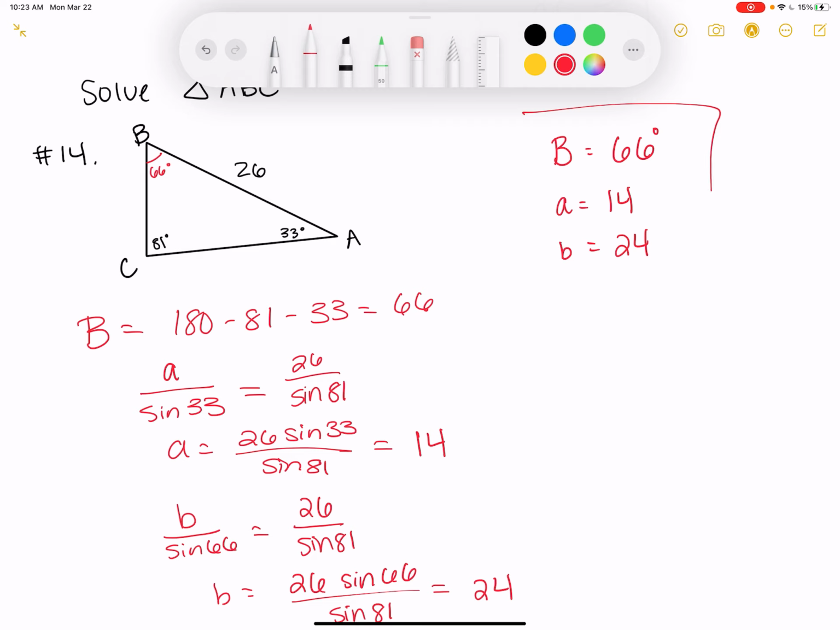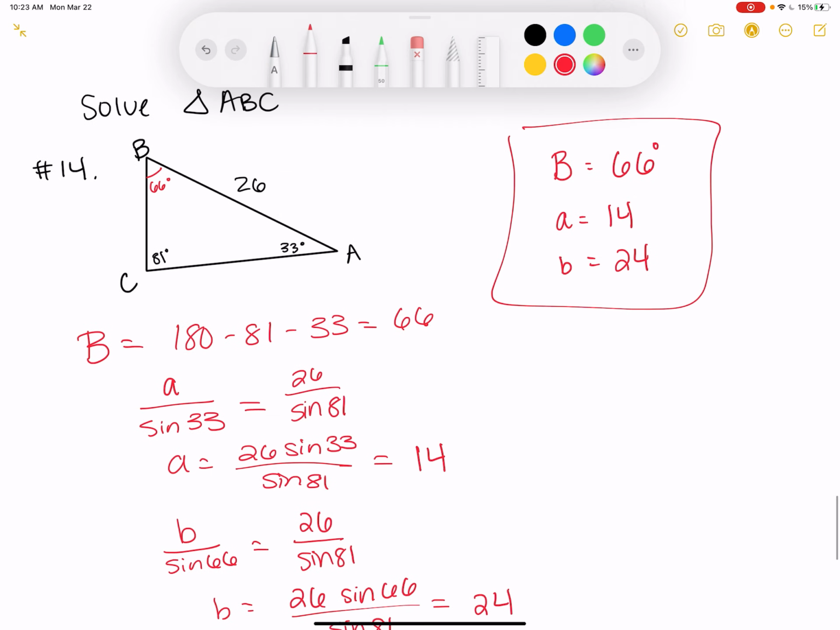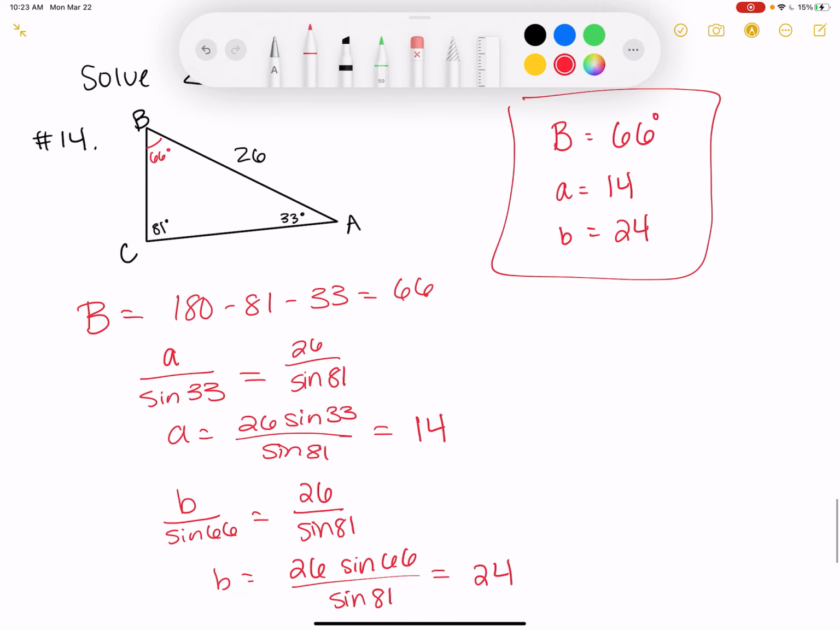So the answer to our triangle for the missing pieces are up here. Remember, you have to put them all together. If you just leave them over here, like the stuff on the left, I'm not going looking for your answers, so I will take points off. It's not that hard to write them all together and box them.